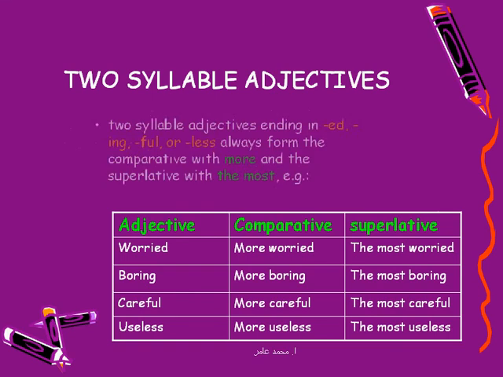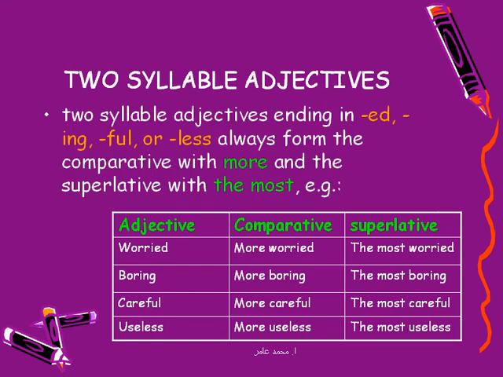Two-syllable adjectives. Two-syllable adjectives ending in ed, ing, full, or less always form the comparative with more and the superlative with the most. For example, worried. In the comparative case it becomes more worried. In the superlative case it becomes the most worried. Boring, more boring, the most boring. Careful, more careful, the most careful. Useless, more useless, the most useless.